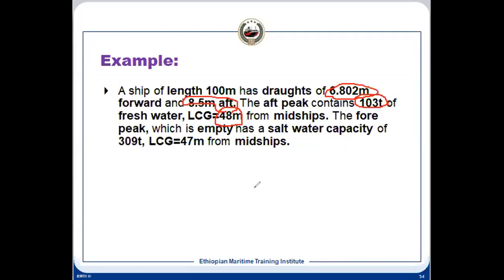So you got my question. It means when we fill up fresh water to this tank, forepeak tank, the mass will be less because the density is less. So if it is seawater 1.025 tons per meter cube, then it is 309. And LCG of the forepeak tank from the midship, it is given.